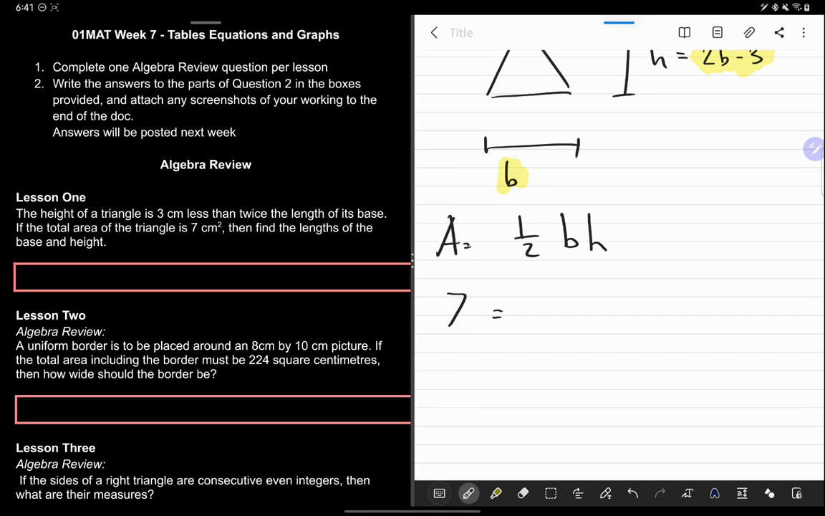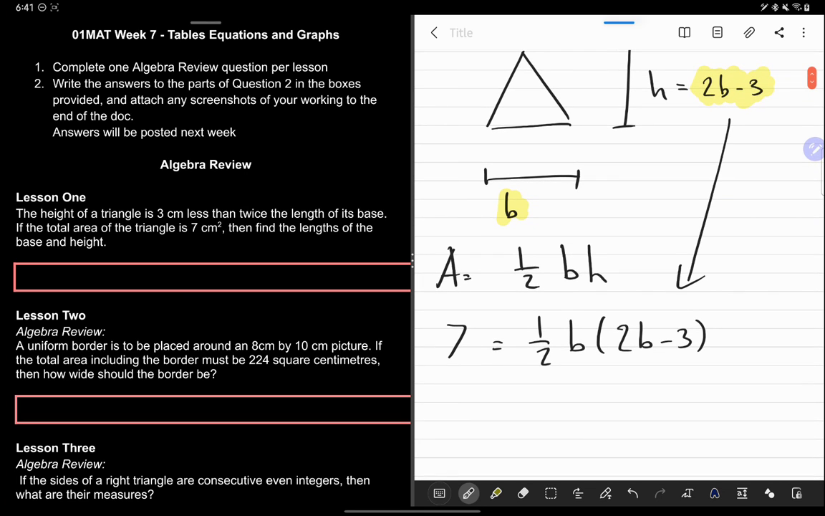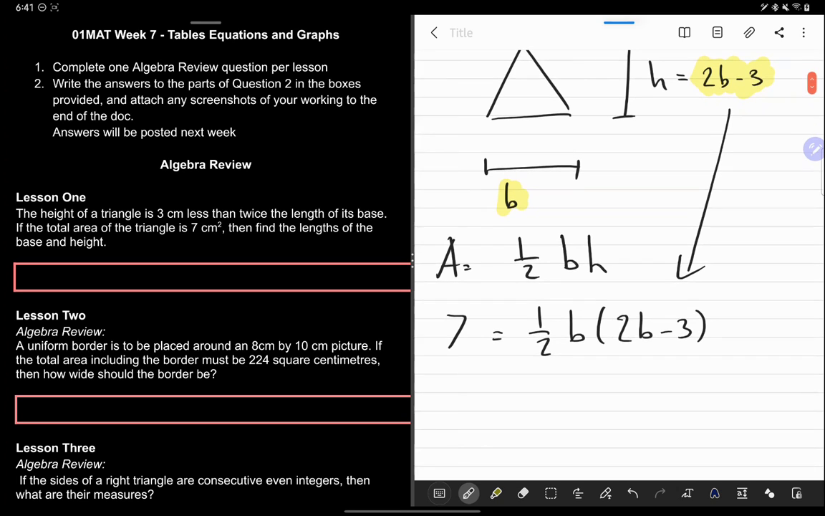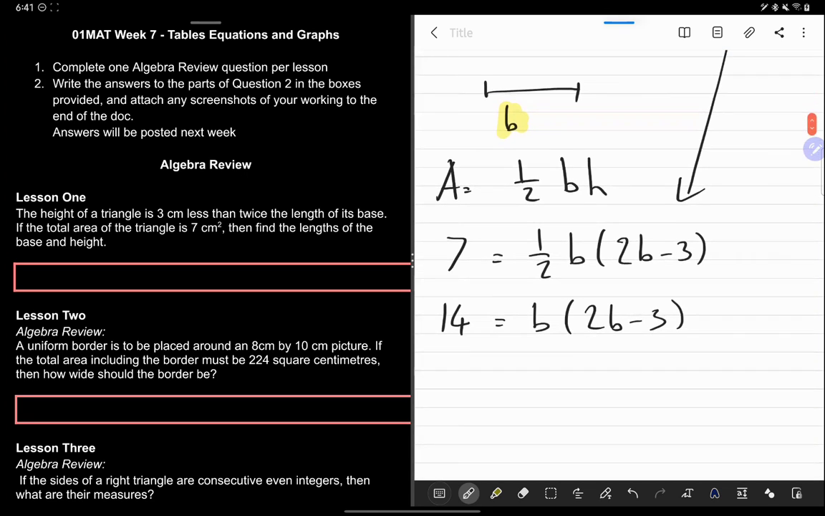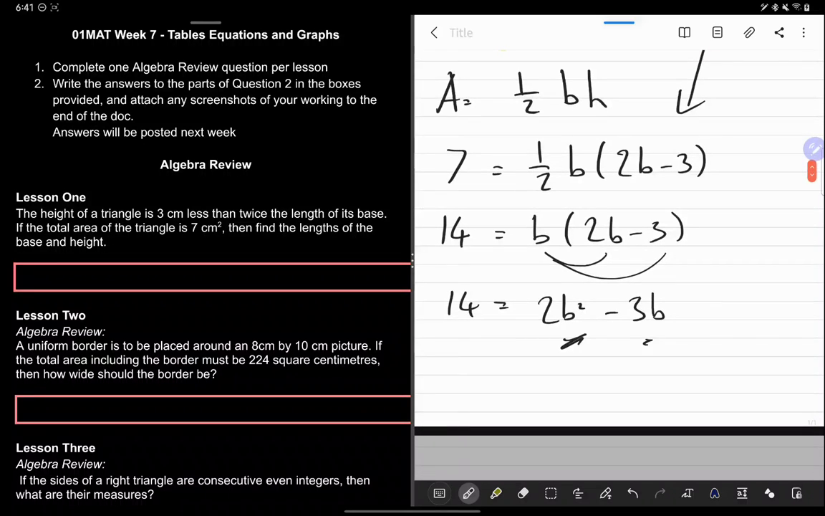It's 7 centimeters squared. So let's rewrite this. And then instead of h, I will say 2b minus 3. And that's, of course, from here. Substitute. All right, I can get rid of the half by doubling both sides. And the half is gone. I can also expand these brackets. Say 14 equals 2b squared minus 3b.